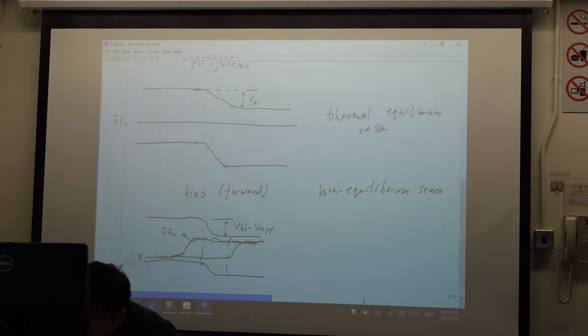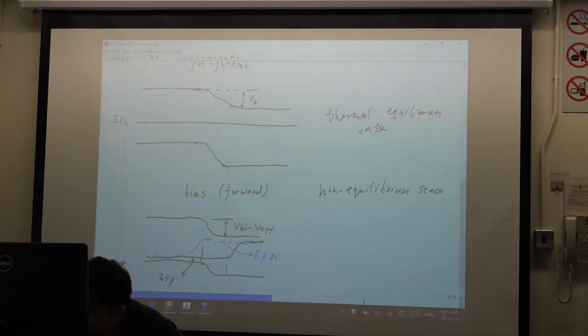Just a different color would be better. Change this color. Okay, something like this. This is E_F N. This line is E_F P.